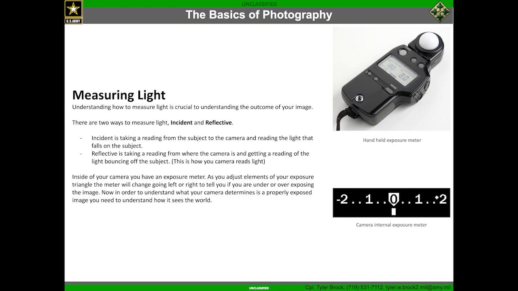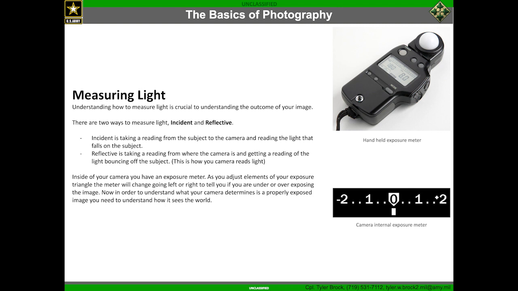However, reflective, sometimes, like for me, for example, as a photojournalist, sometimes I didn't have time to get an exposure meter reading, and I had to use my reflective meter inside of my camera, which brings me to the next point. The bottom right image, as you can see where it says camera internal exposure meter, cameras have their own exposure meter inside of them.